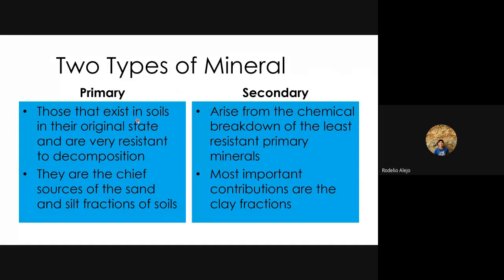So we have two types of minerals: primary and secondary minerals. Primary minerals are those that exist in soil in their original state and are very resistant to decomposition. Commonly, our rocks, once they undergo weathering, specifically physical weathering, become our primary minerals. But if certain minerals undergo chemical and physical weathering, that will yield secondary minerals. Secondary minerals arise from the chemical breakdown of the least resistant primary minerals. Our secondary minerals are commonly the clay fraction. Clay is the smallest particle or separate in our soils, so that is an example of secondary mineral, whereas the sand and silt fractions in our soil are examples of primary minerals.